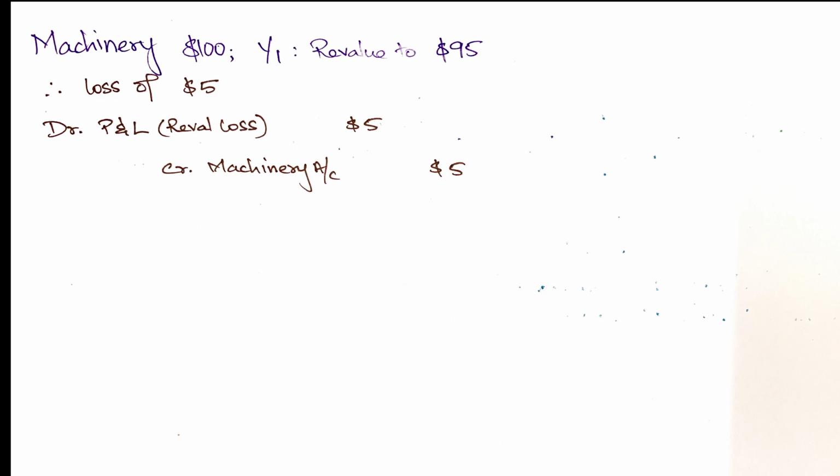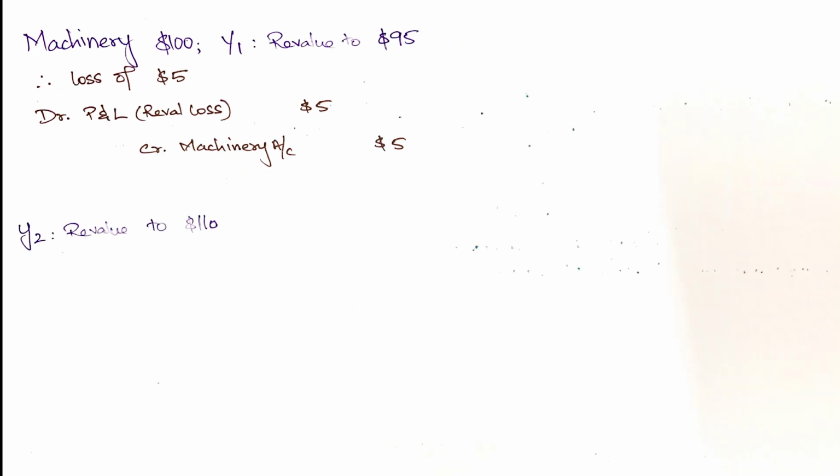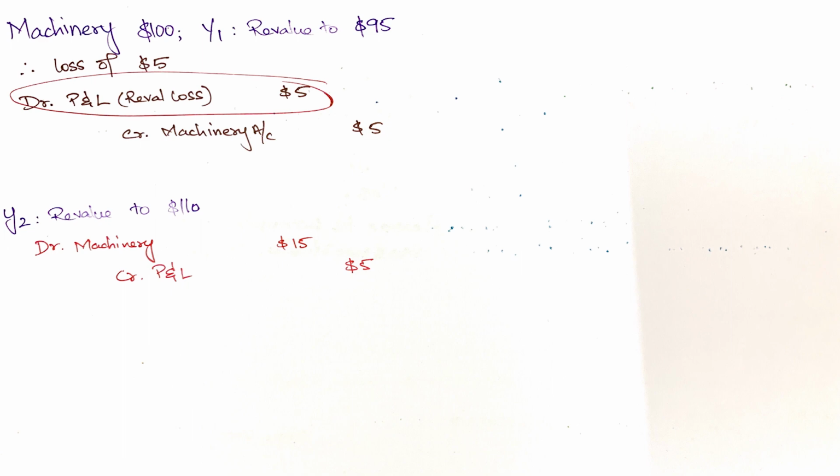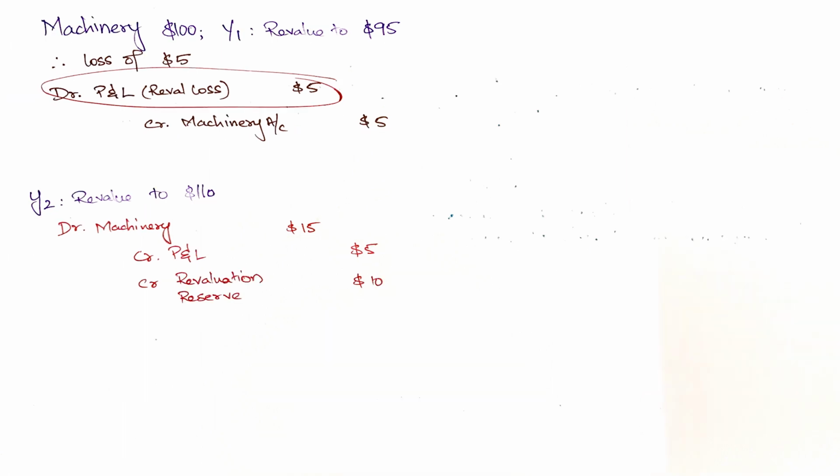So this loss would have gone to your profit and loss account because right now you don't have any reserve. It's just an expense. So you would have debited your profit and loss account with 5. A year after that, you're saying it is worth 110. So it has increased by 15. So first you have to reverse anything that you debited in your profit and loss account. So you will credit your profit and loss account with 5, and any excess, which is the remaining 10, would go to your revaluation surplus.